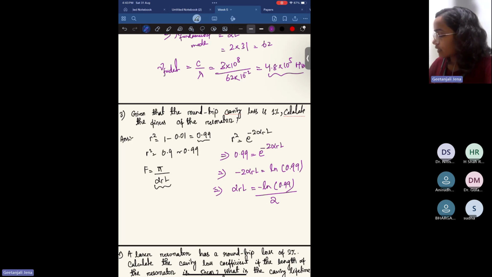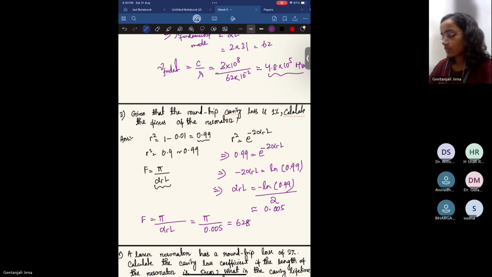And if you calculate it, I think we'll get around this value, 0.005. And for fineness F, it is nothing but pi divided by alpha RL. So we'll get pi divided by 0.005. So the final answer we'll get is around 628. Okay.